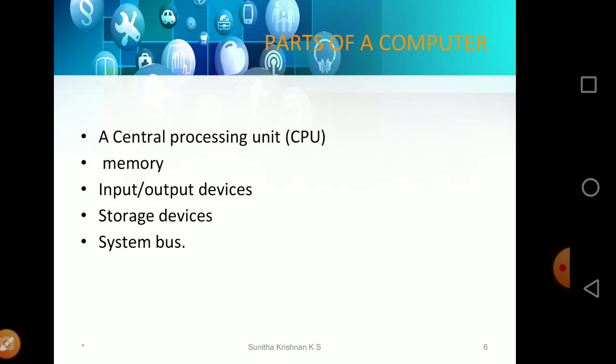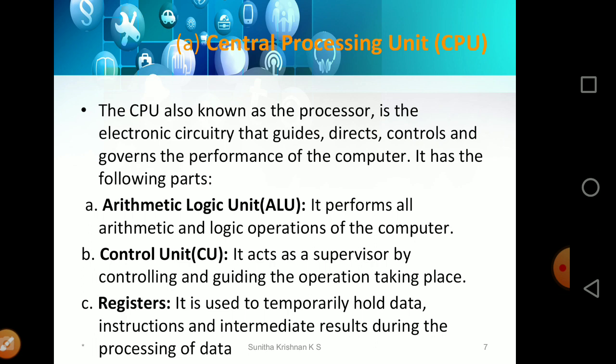So these are the main parts of a computer. That is, you have a central processing unit, you have some memory, you have some input devices, output devices, you have storage devices other than the normal memory available in the system, then the system bus. We'll see them one by one. First one is the central processing unit.